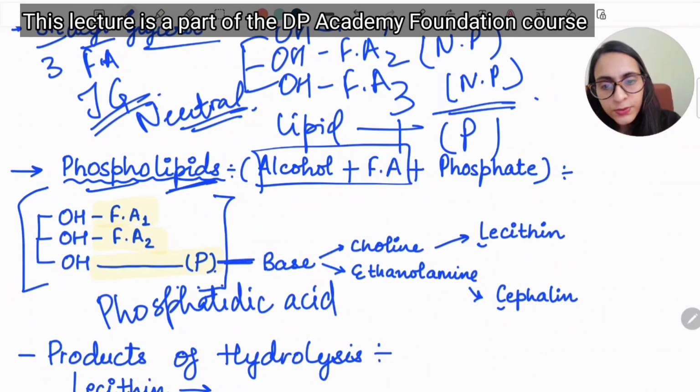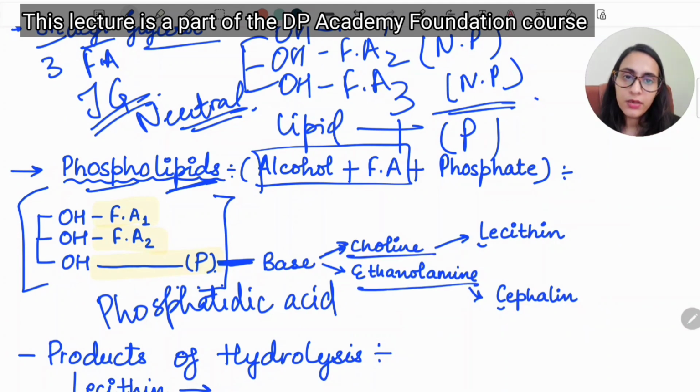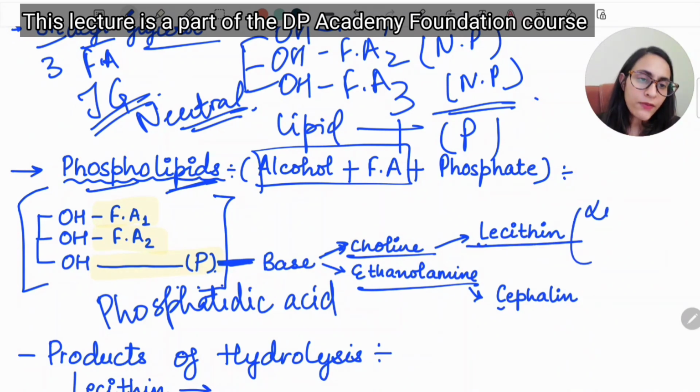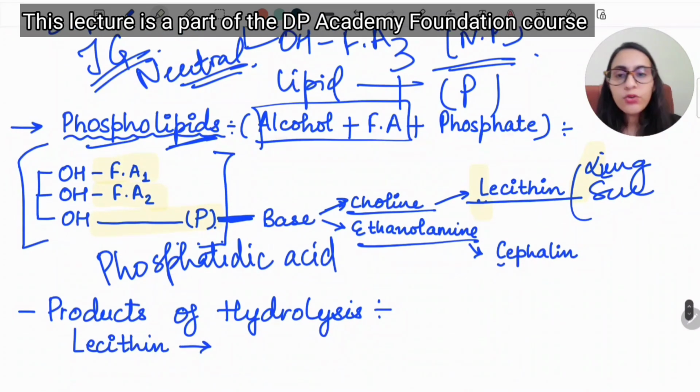Now this phosphate group is always attached to a side base. The side base can either be choline or it can be ethanolamine. If the side base is choline, then this kind of structure is seen in case of lecithin. Lecithin, we have studied in physiology, is a lung surfactant. So L for lecithin and L for lung surfactant. Now ethanolamine is a cephalin which is present in the CNS, so C for cephalin and C for CNS.